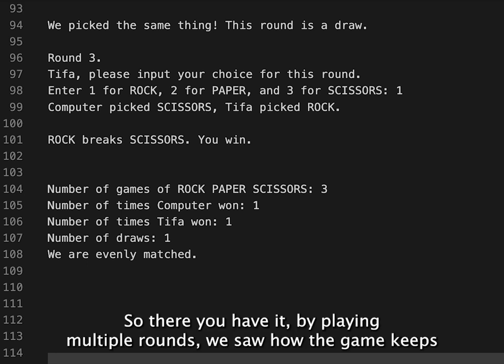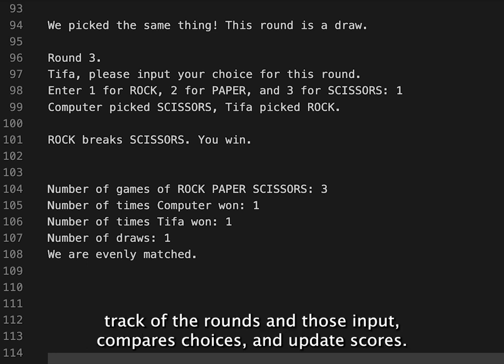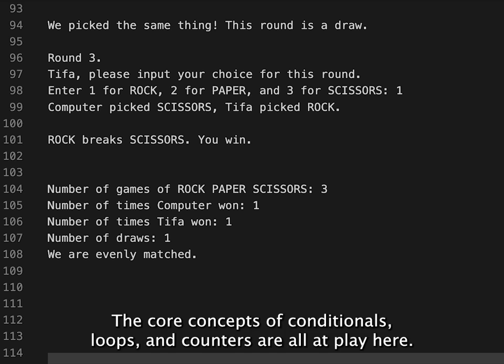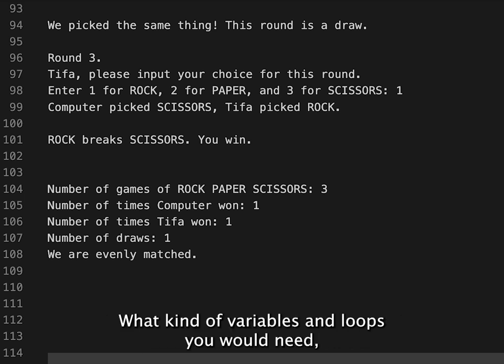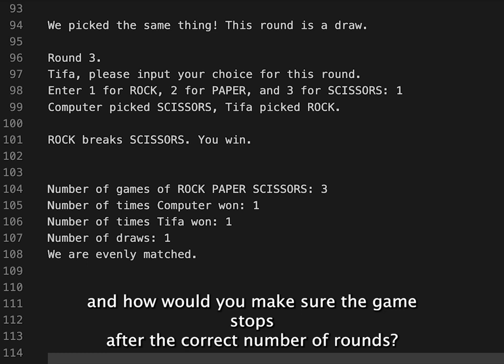So there you have it. By playing multiple rounds, we saw how the game keeps track of the rounds, handles input, compares choices, and updates scores. The core concepts of conditionals, loops, and counters are all at play here. Try thinking about how you would structure this if you were coding it yourself. What kind of variables and loops you would need, and how would you make sure the game stops after the correct number of rounds?